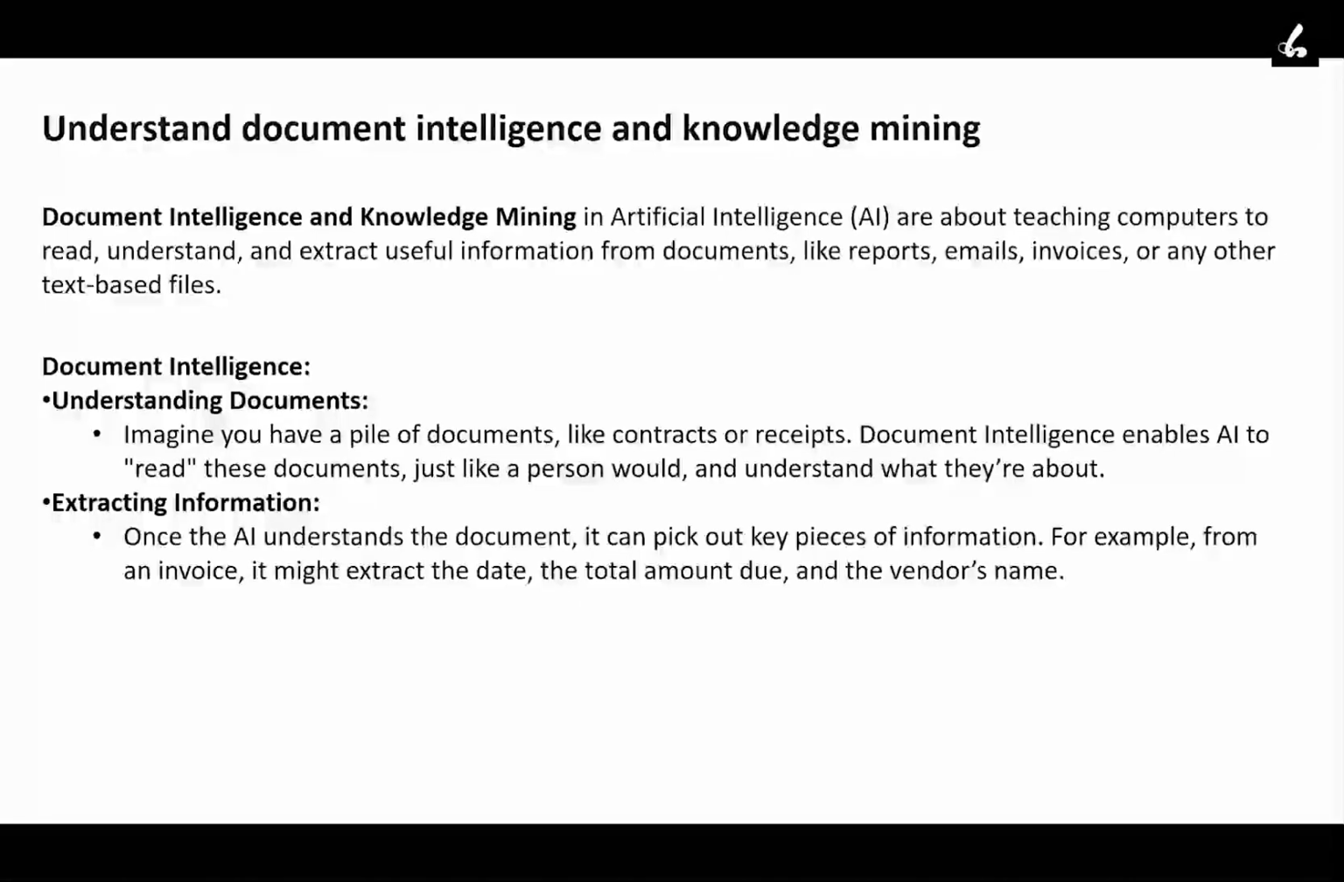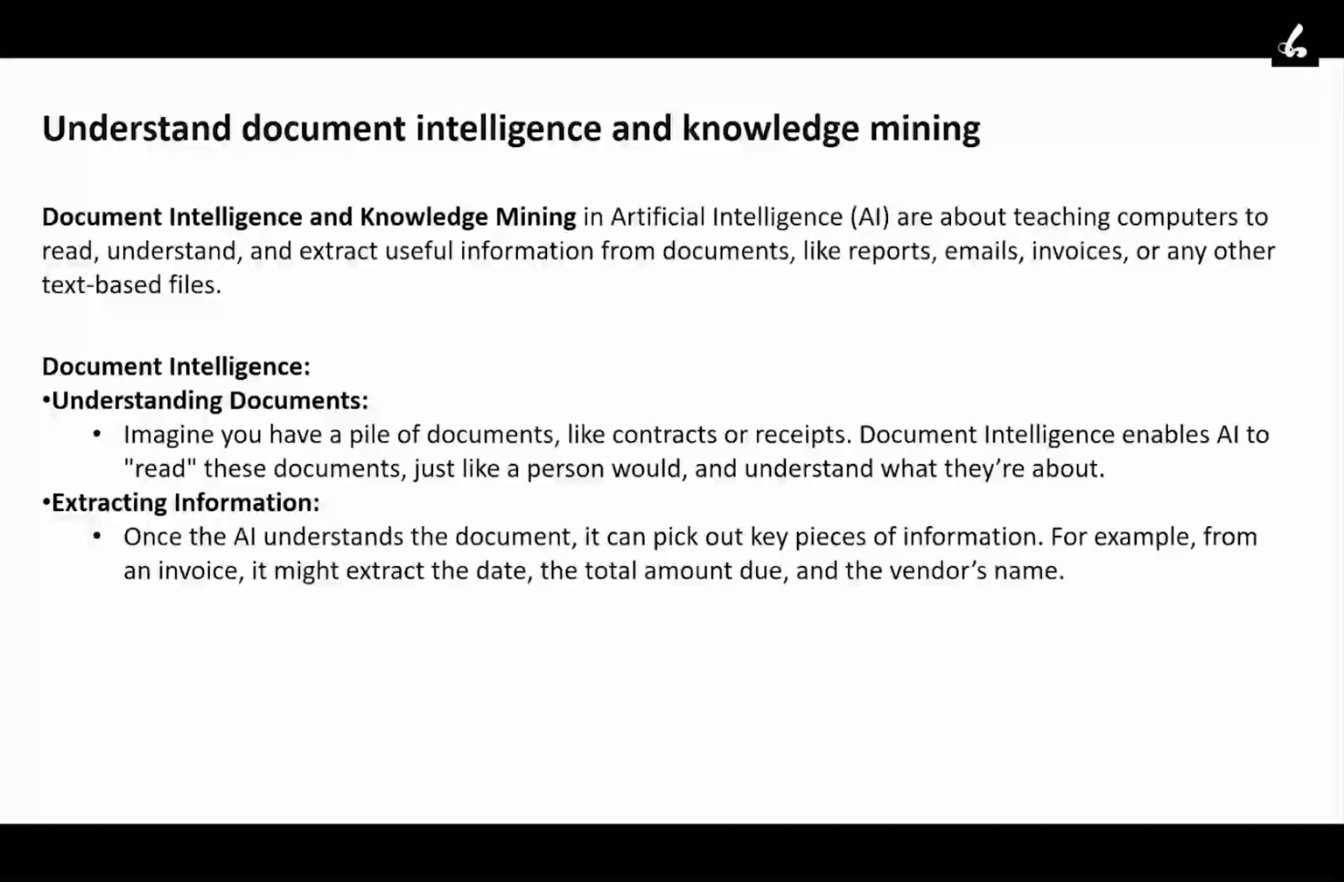Now moving to the next one, understand document intelligence and knowledge mining. This is also a part of AI. So we will understand one by one. Firstly, we will understand document intelligence, and secondly, we will understand knowledge mining. So combinedly, it is artificial intelligence about teaching computers to read, understand, and extract useful information from documents like reports, emails, invoices, or any other text-based files.